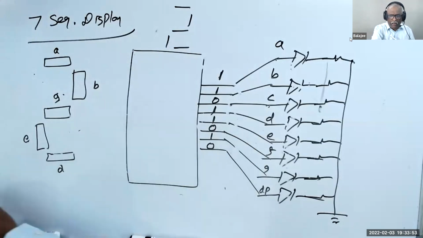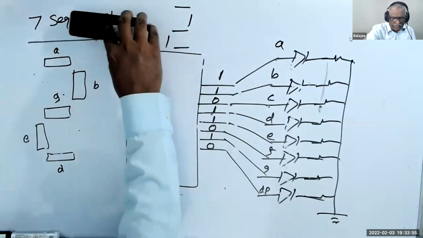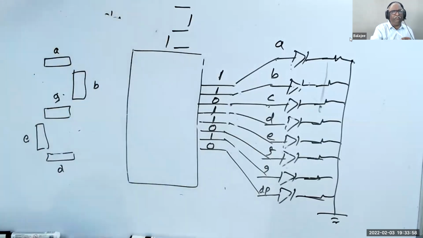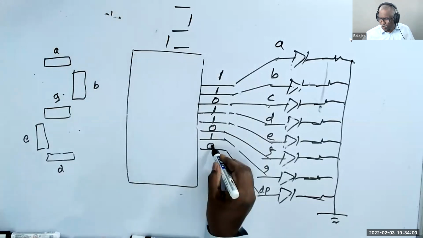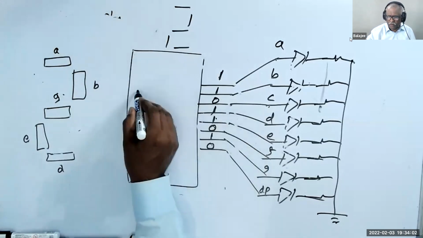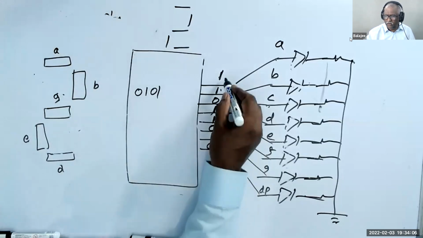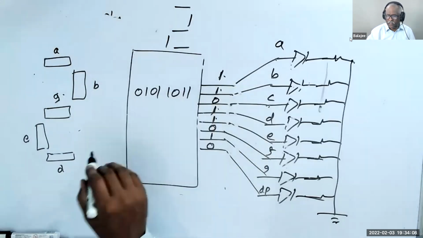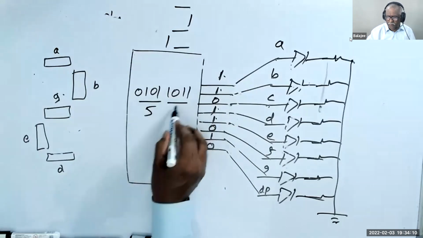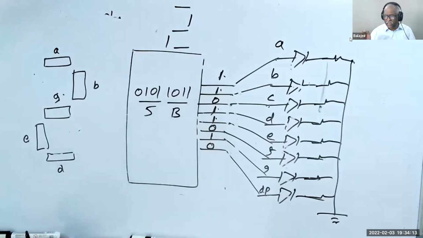Now, I know on the 7-segment display what I have to display: 0, 1, 0, 1, 1, 0, 1, 1. Hexadecimal 5B. Now I write a program.